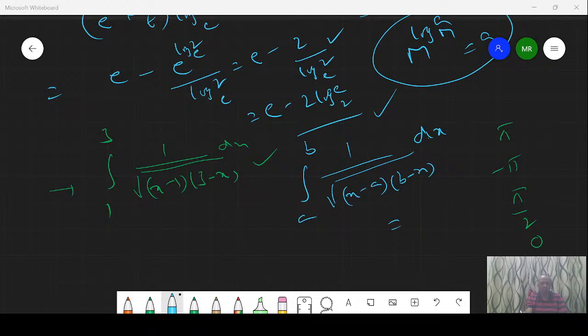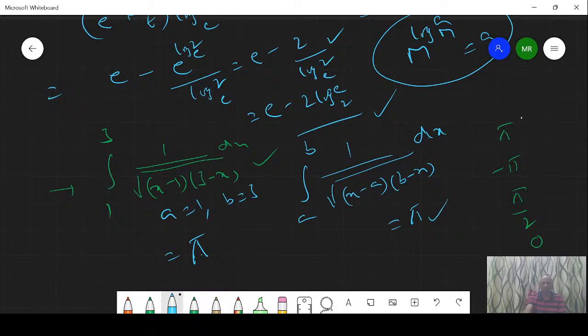Integral a to b, 1 by root of (x minus a) into (b minus x) dx. So this answer is always pi, a standard one. You can check that with a value 1 and b value 3. Correct, you can verify this. So the answer is pi, that's all. Whenever this is a standard problem, remember that the answer is pi.